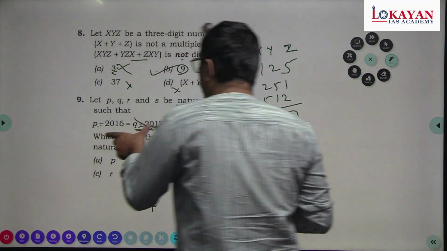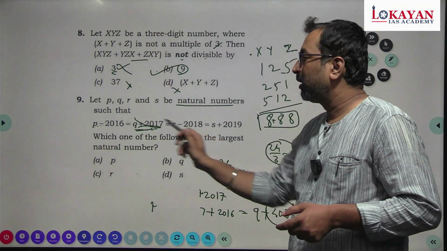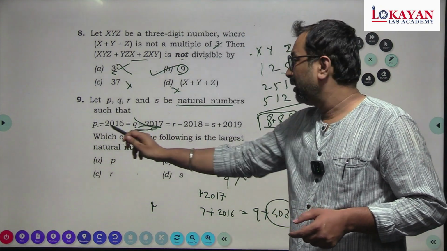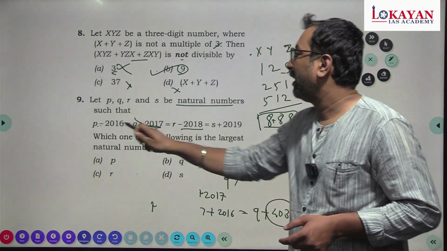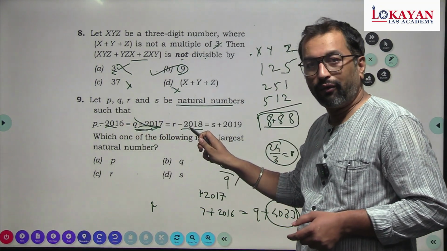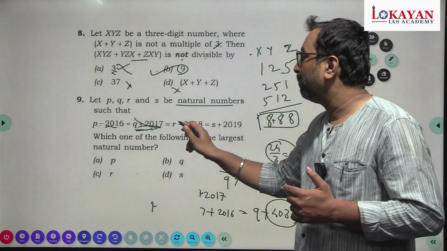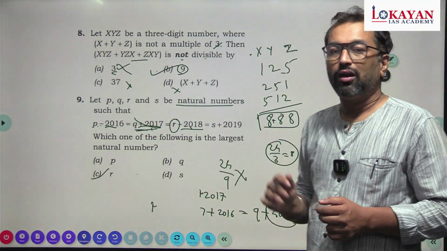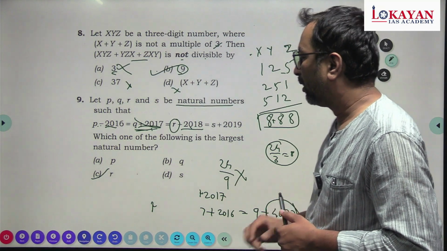So the two bigger numbers here are P and R, because I'm subtracting from P as well as from R, right? But I'm subtracting a bigger number from R than from P. So that number will be bigger from which I am subtracting the bigger number. So R is going to be the biggest number amongst P, Q, R and S, right? So R is going to be the bigger number.